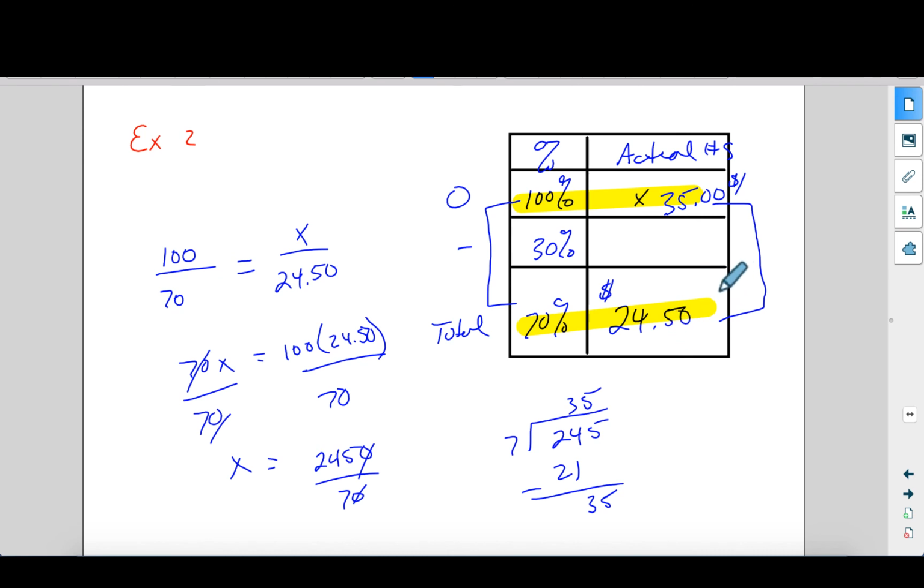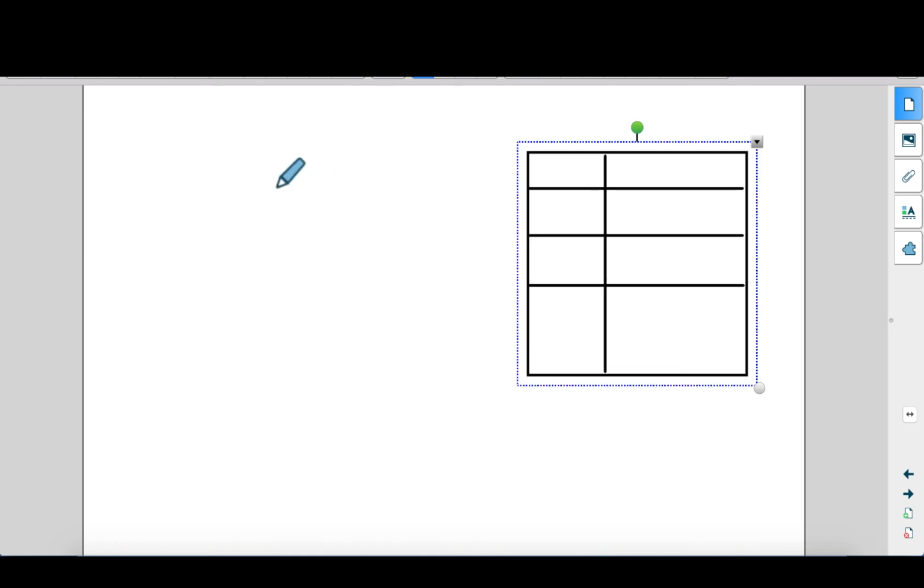Now, how do I find out what the discount was? Well, I take the original $35 and subtract $24.50, and I can come up with my discount. So this can go into that as well. All right, so this is the kind of problem that you're going to get. All right, let's go to one more. Let's go to example 3.